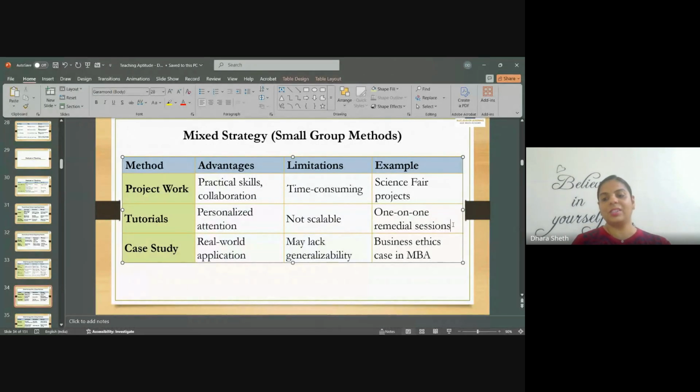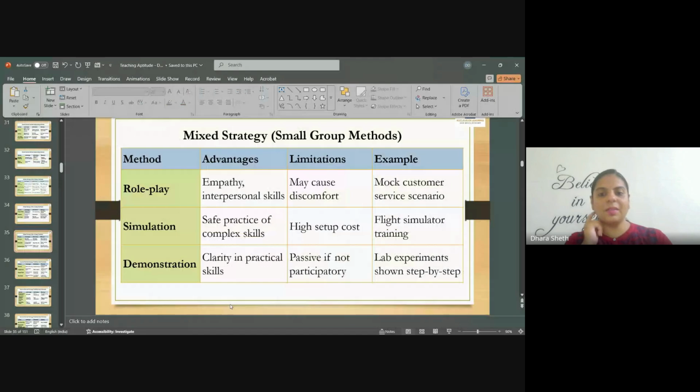One-on-one remedial sessions, like after the exam, when the teacher says that, okay, there are 4 or 5 people who have not scored well, they'll stay back and do extra work and I'll help them out. Case study, real world application, may lack generalizability, like a business ethics case being discussed. So it does involve the learners. It's not that the teacher is teaching everything, but it may not be a learning for everyone who's involved.